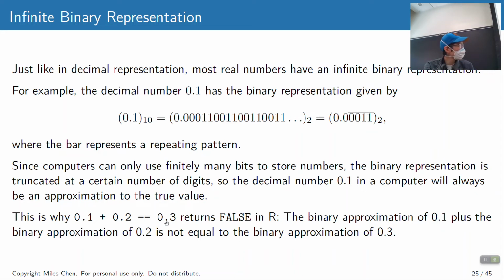that's why when you do some operation like 0.1 plus 0.2, is that equal to 0.3? It's just that the approximation of 0.1 plus the approximation of 0.2 is not equal to the approximation of 0.3. Those operations aren't exactly the same.